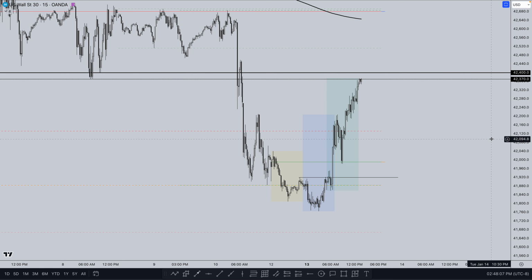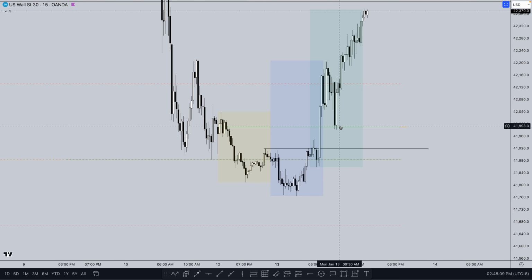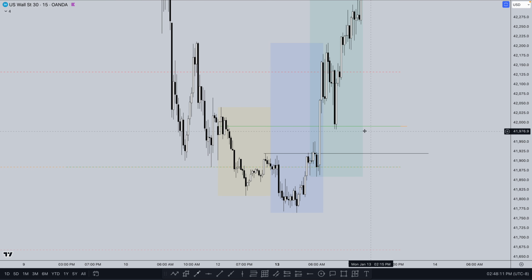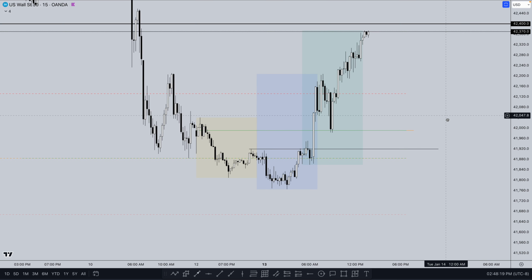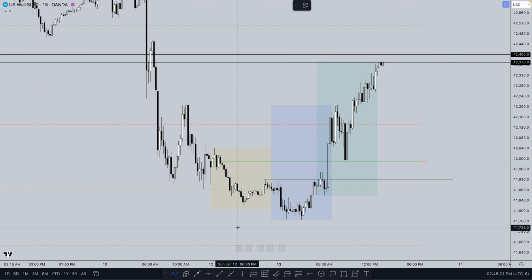I know US 30 gone. US 30 didn't really give the retest. We broke above these highs, and then we didn't get the retest, but we did fill the imbalance. Boom. And then we give even more setup. Break above.